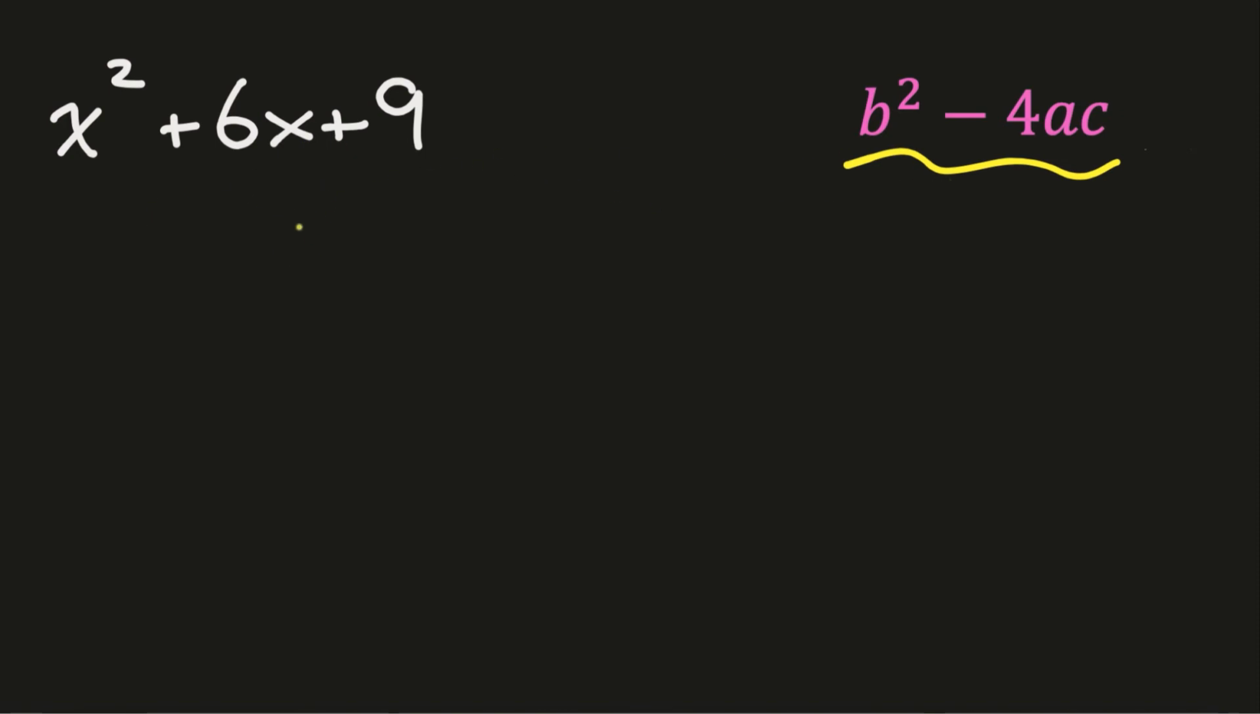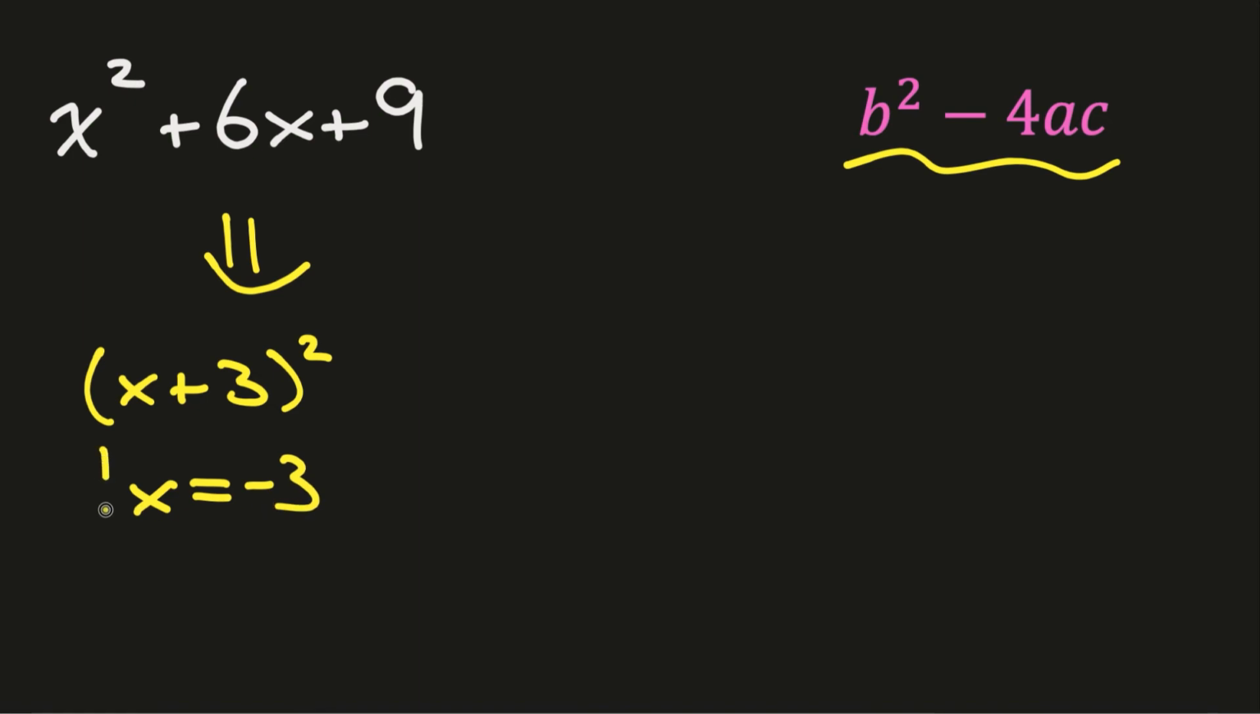So we want to find the number of solutions to this equation using our discriminants. Before we use our discriminant, we're just going to factor this, and we can see that it is a perfect square, because if we were to expand this out, we would get x squared plus 6x plus 9. And so as we have a perfect square, we would only have one solution.